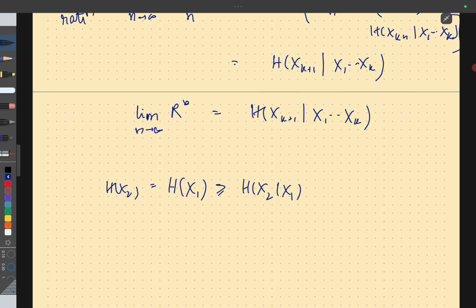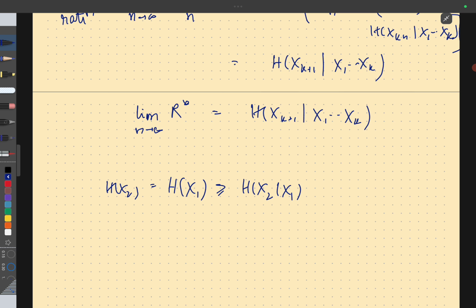Which one? Oh, this? By the fact that conditioning cannot increase entropy. Conditioning only reduces the entropy. So I've used the fact that h of x1 is equal to h of x2. So what can you say about h of x2 versus h of x2 given x1? I have not proved it yet. I totally agree with that, and we'll prove that in just a little bit.